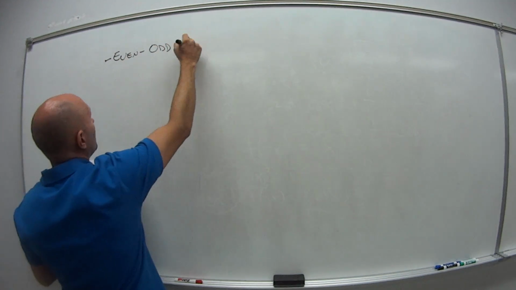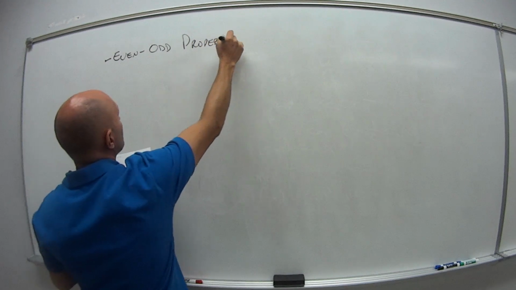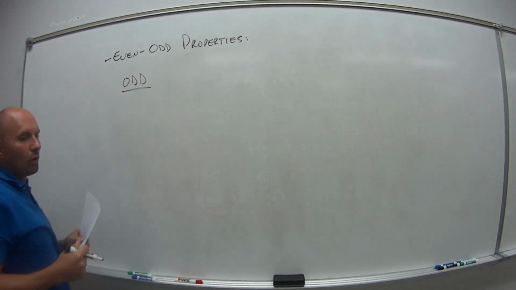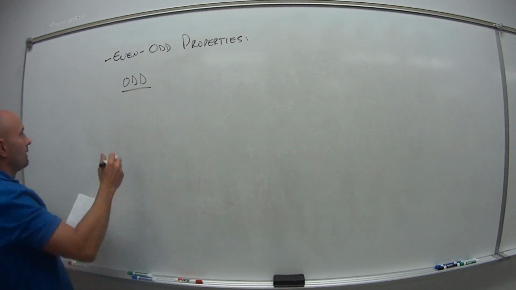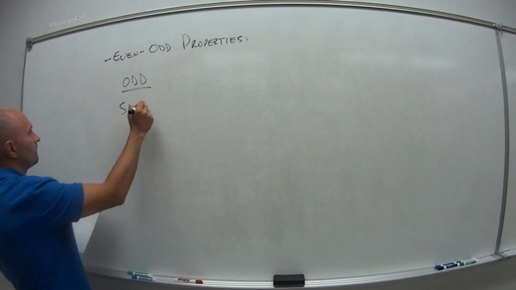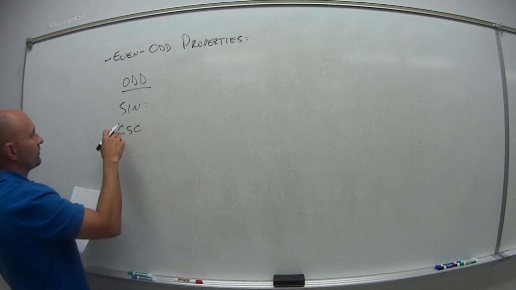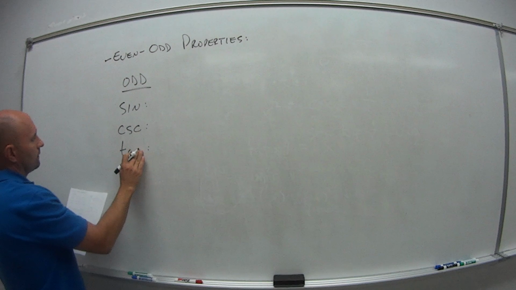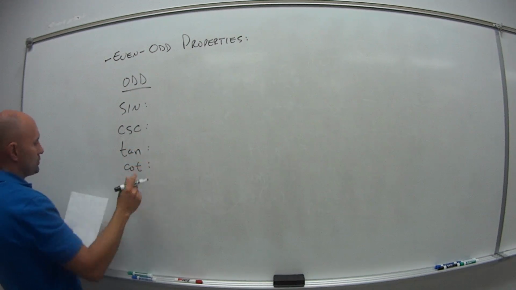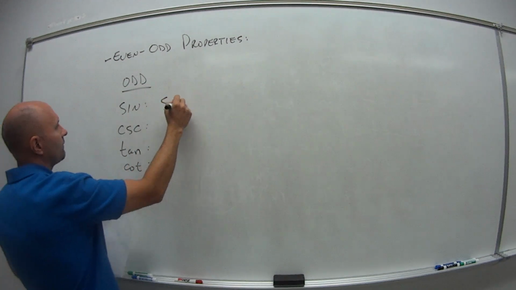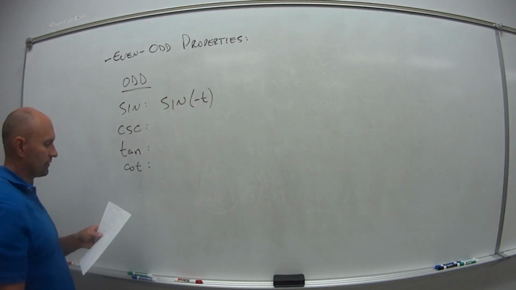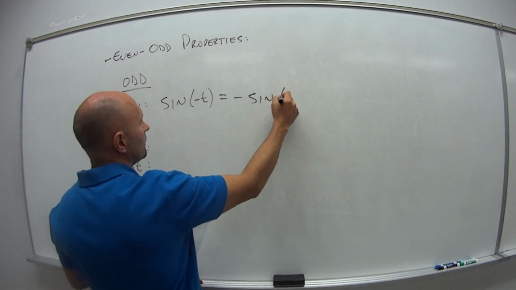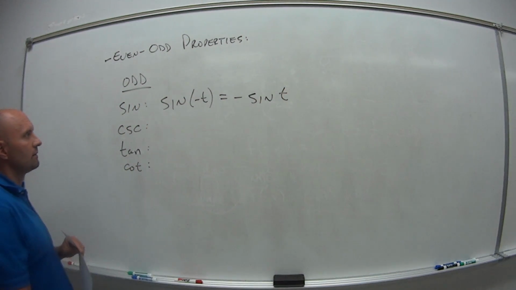So, even and odd properties of trig functions. Which ones are the odd functions? Well, it's sine. What goes with sine? Cosecant. Tangent. And what goes with tangent? Cotangent. So what this means is if I have sine of some negative value t, I can rewrite this as just negative sine of positive t.